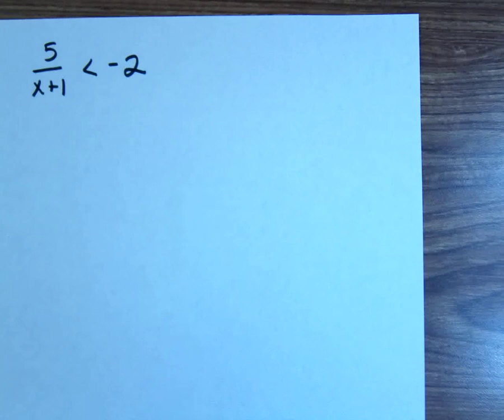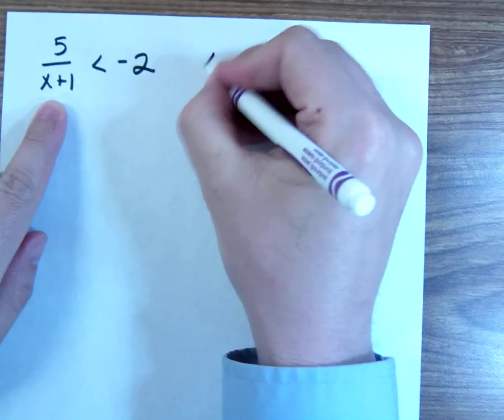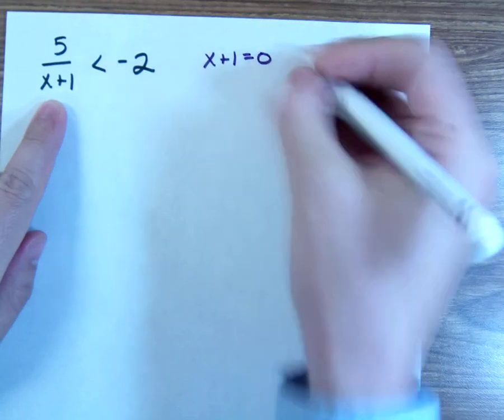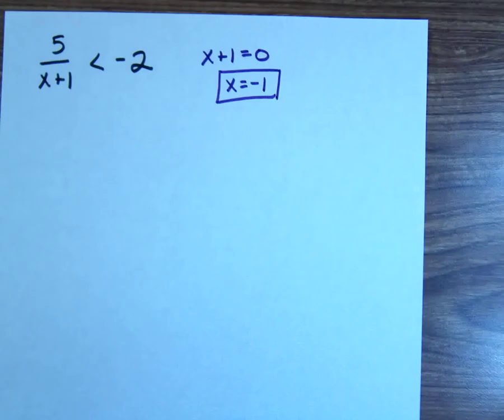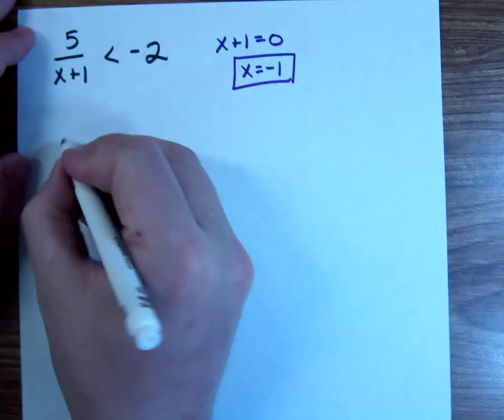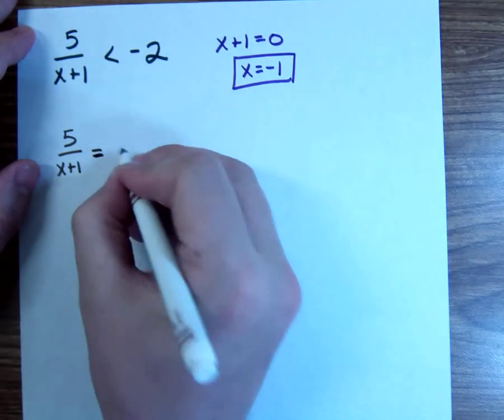So the first thing that you do is you find out what value it cannot be. The denominator cannot be 0. So the first thing I'm going to solve is x plus 1 equals 0. So negative 1. Negative 1 is going to be one of the points on my number line, and the answer can't be negative 1 because if it was, the denominator would be 0. Then we're going to go back to this and just solve it like normal. So 5 over x plus 1 equals negative 2.